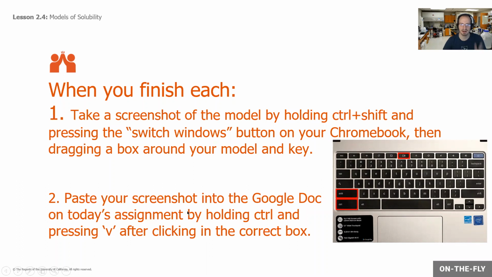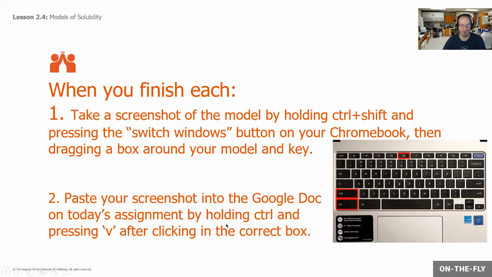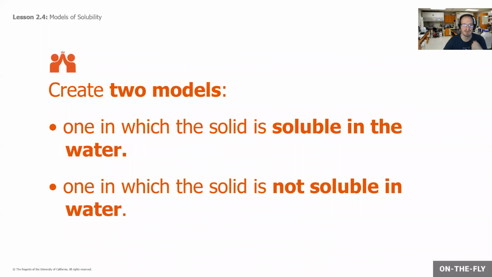There will be 2 boxes there. One of them will say model of substances that dissolved in water. The other will say model of substances that did not dissolve in water. You're going to just go to whatever box that is and hold down the control button and then press V to paste that screenshot you just took. Once you've done that for your first one, you can go on to the model of your second one. And remember, we want the second model to be something that's not soluble in water.